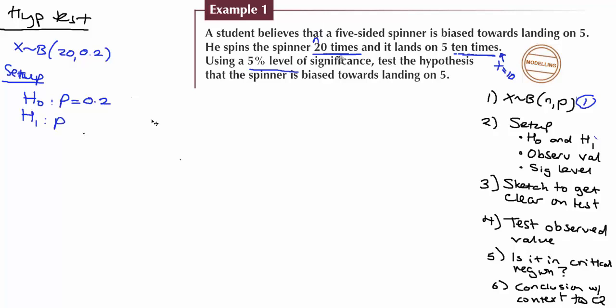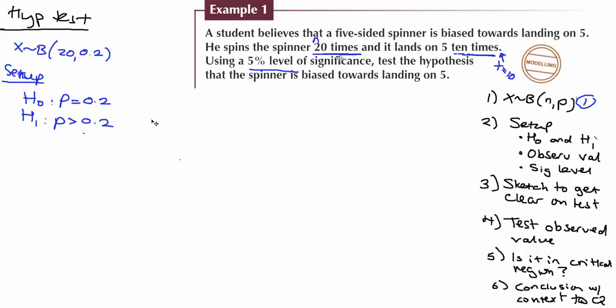Now we've got to check what the alternative hypothesis is. Remember, 3 choices. We think our 3 possible ones: is it either not 0.2, do we think it's bigger than 0.2, or less than 0.2? What are we testing? Now, the answer is actually in the first line. The student believes that a 5-sided spinner is biased towards landing on 5. Obviously, if he thinks it's biased towards 5, he thinks you're going to get 5 more times than you should. So he actually believes that the probability of getting 5 is greater than 0.2. That's the whole point of the bias thing.